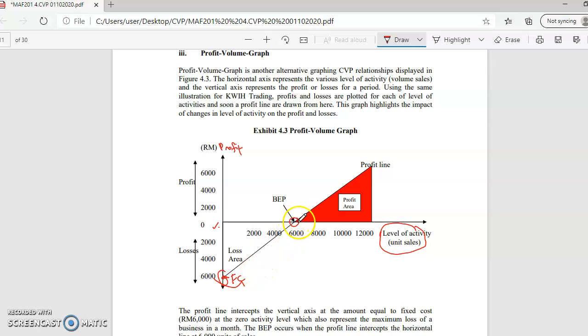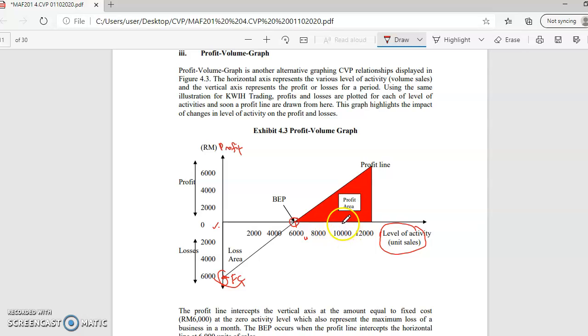And then you have to show in this graph the break-even point. The break-even point is where your profit is 0. So by selling, in this case, 6,000 units, the company incurs no gain nor loss. So if they sell more than 6,000, they will get a profit.